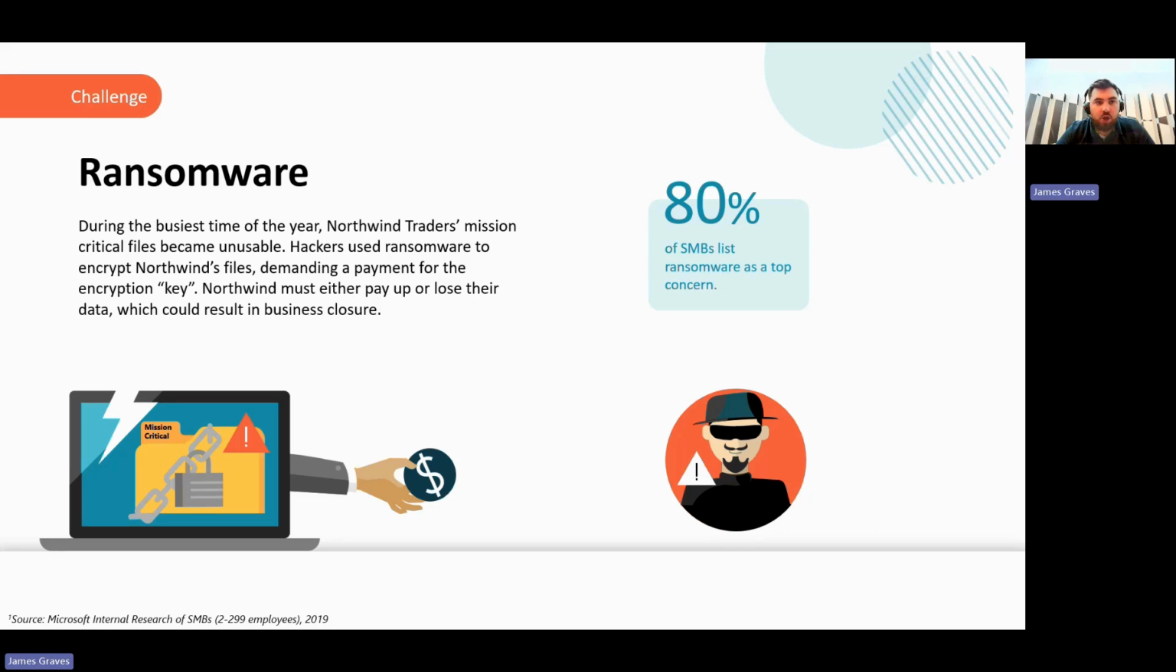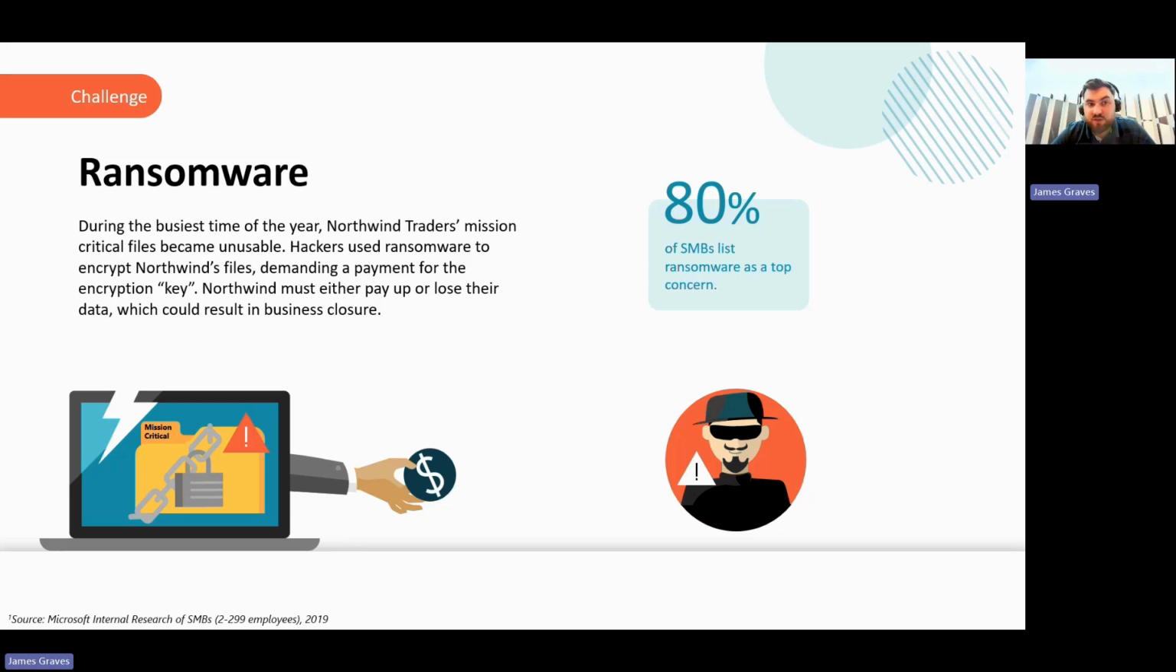But we've got Northwind Traders up here again. Busiest time of the year. Mission critical files became unusable. Hackers and ransomware encrypted the files, demanding a payment in order to get an encryption key. So Northwind must either pay up or lose their data, which could result in the business closing, as per the statistic we gave you earlier on.